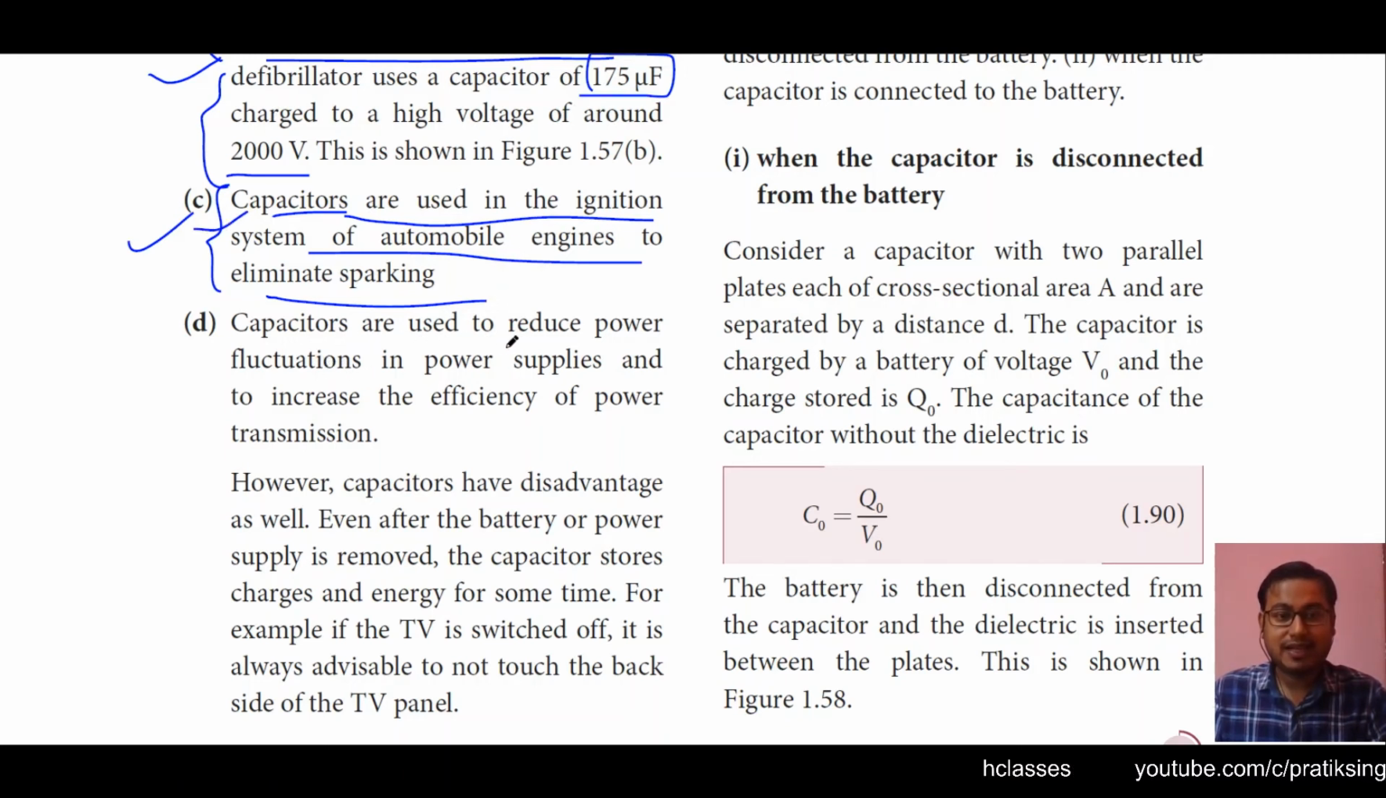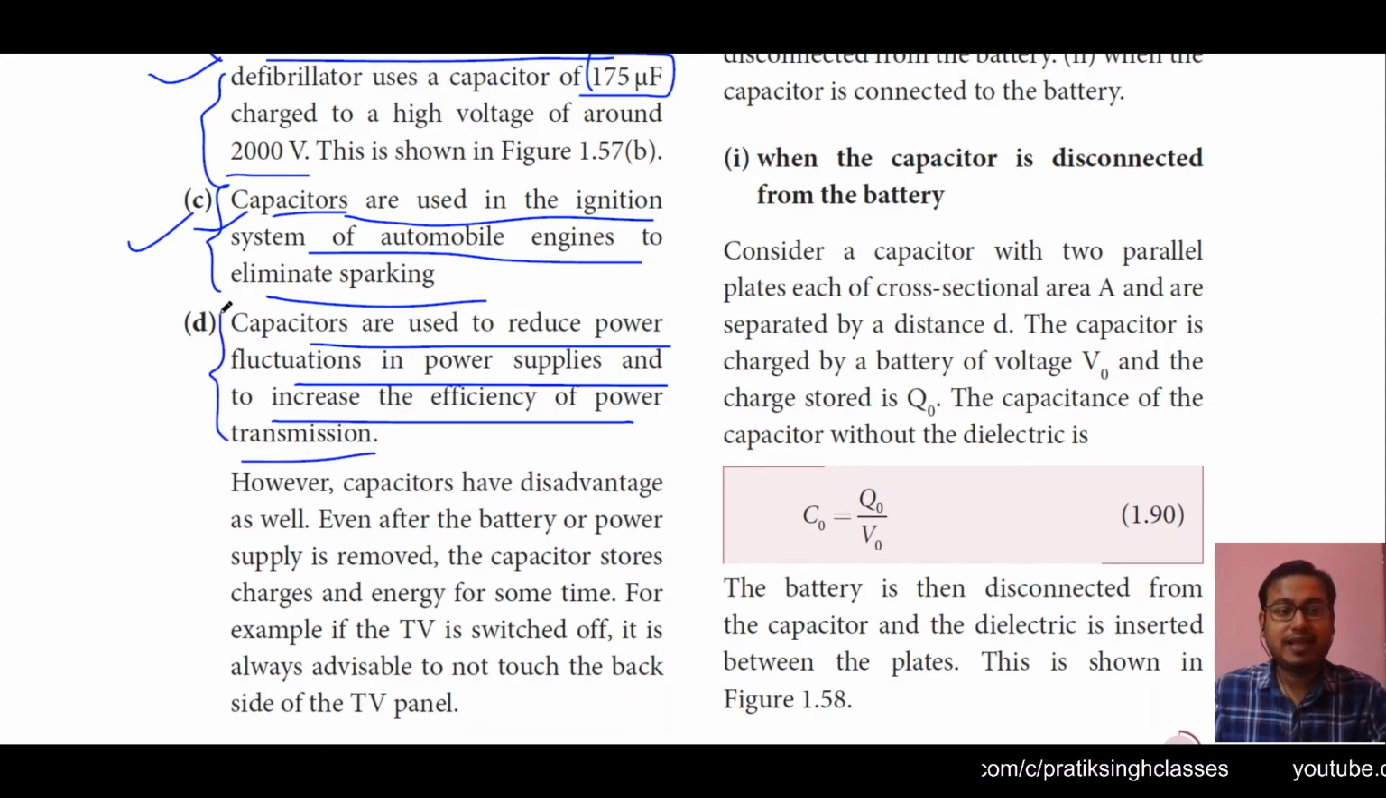Then capacitors are used to reduce power fluctuations in power supplies and to increase the efficiency of power transmission. These days you haven't seen stabilizers, because in all our electrical and electronic appliances stabilizers are inbuilt, but earlier there were stabilizers which used to reduce the fluctuations. That is based on capacitors. And when energy fluctuation decreases, the lifetime of any electrical or electronic device increases and its efficiency increases.